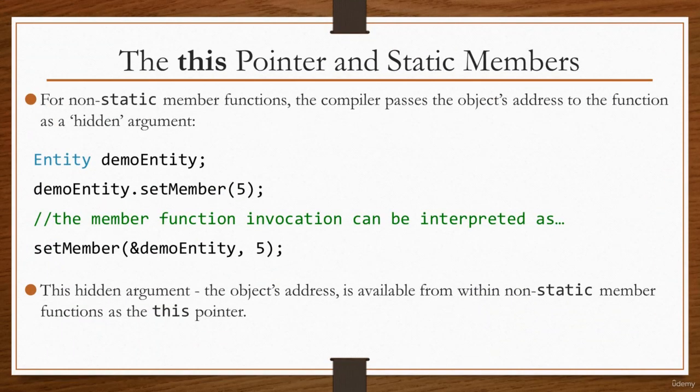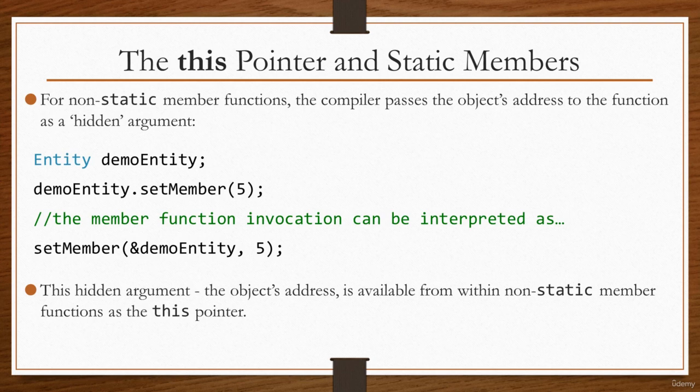Okay, in this video I want to talk about the this pointer and also talk about static members again. Now for non-static member functions, the compiler passes the object's address to the function as a sort of hidden argument. You can see I have an instance of an entity called demo entity. I do demo entity.setMember5, for example, so I have some setter function.